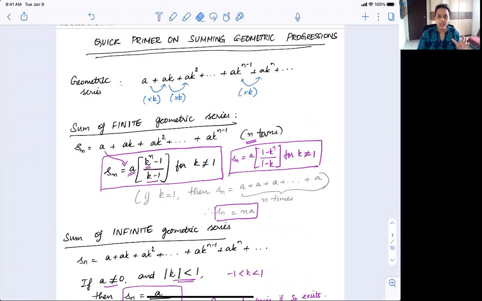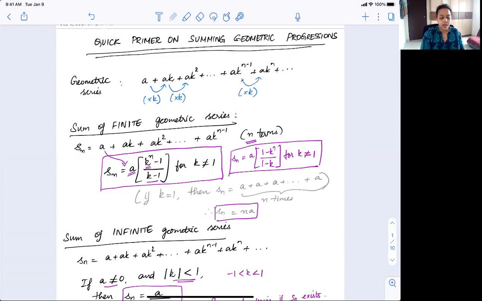So a geometric series is one where every number is obtained by multiplying the previous number with a particular constant, with the same constant. So in this example, we have a series a plus ak plus ak squared and so on. So to get from a to ak, we multiply by k. From ak to ak squared, multiply by k. And we keep going on. And this is how a geometric series is defined.